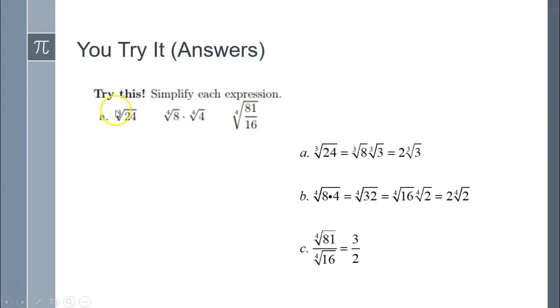All right, you're back. Here are our solutions. 24 has a perfect cube of 8 in it, so you get 2 times the cube root of 3. For the second problem, you're going to multiply, you get a 32. Well, 16 is 2 to the 4th, and so you can take that out. You get 2 times the 4th root of 2, which can't be simplified. And when you do the 4th root of 81, you get 3, and the 4th root of 16, you get 2. Dividing this ahead of time didn't actually help you. You just do them individually.